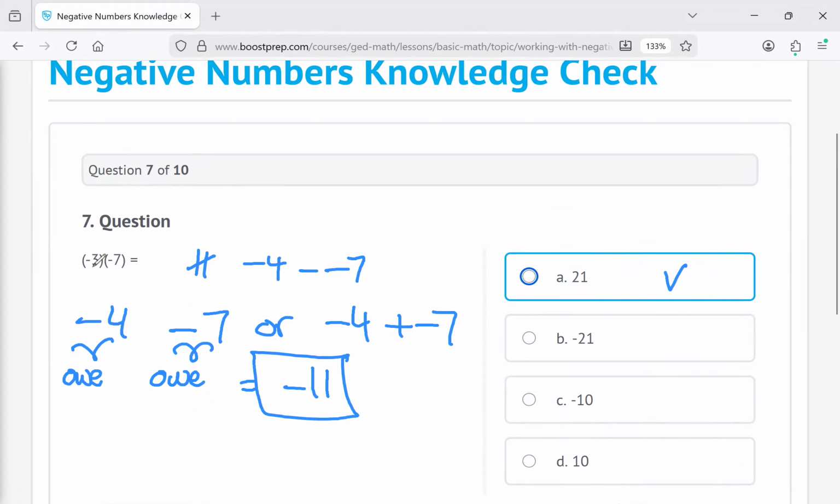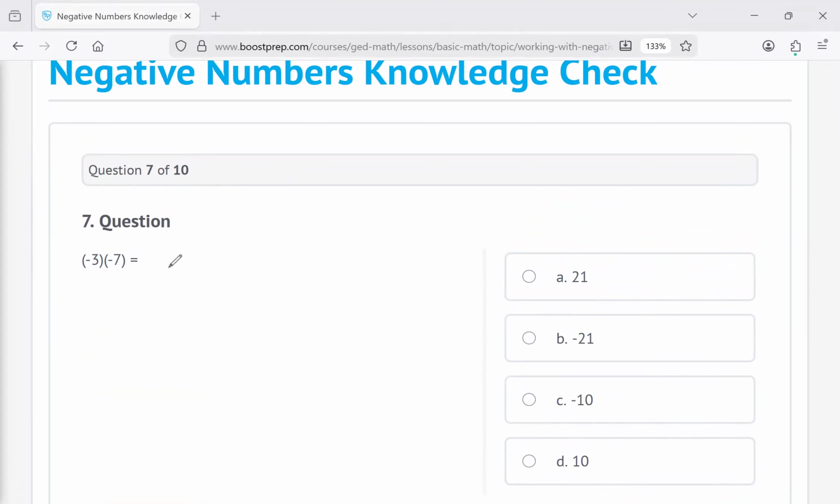Question 7, -3 times -7. That is multiplication, and we said that in your notes. A negative times a negative is positive. So you don't do the money scenario, you just follow the rules. A negative times a negative is a positive, so that is going to be positive 21.